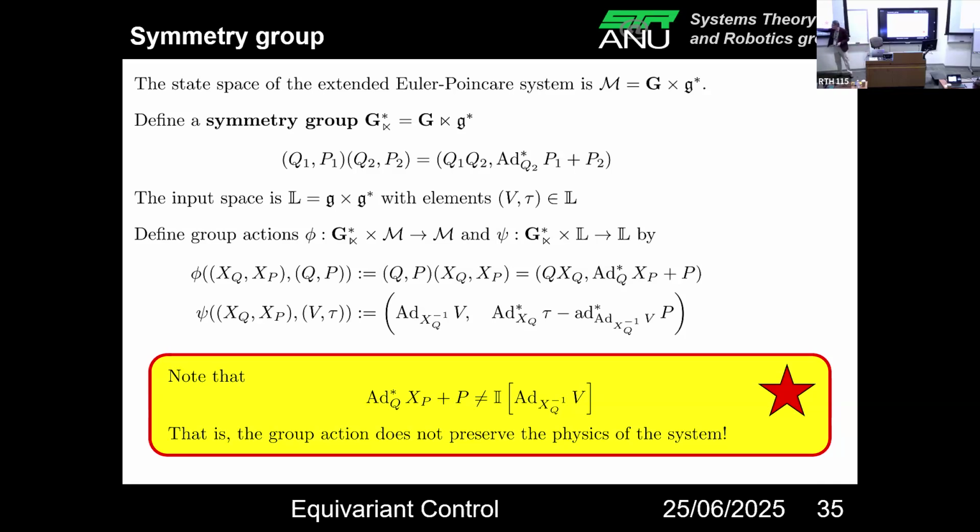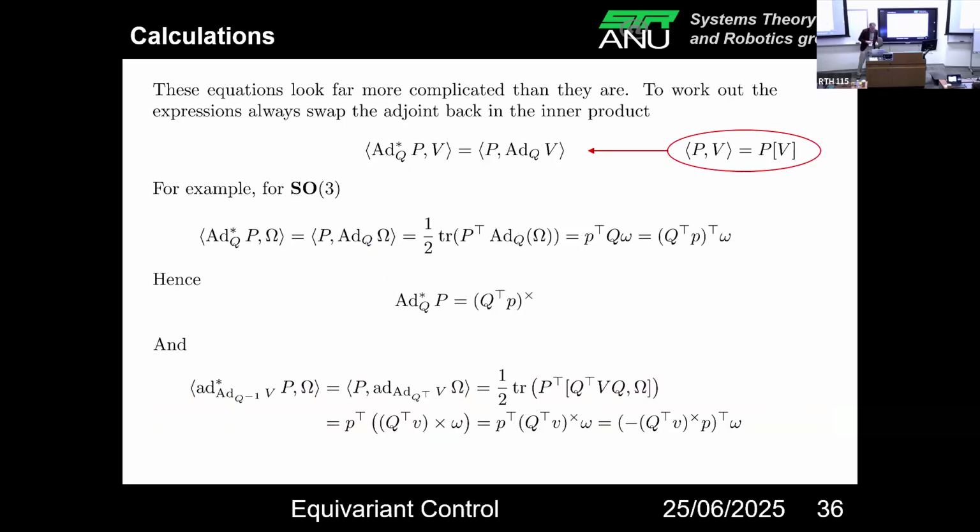But there's a key point that if you apply this action, so if I have my system and it's doing something here, and then I apply this action to transform into another place with another momentum, I've broken the physical structure of the system, right? So you can't keep that DLP property and do this.